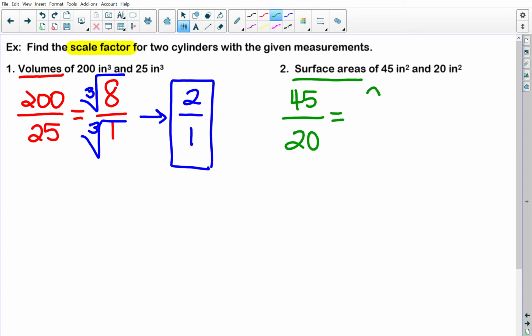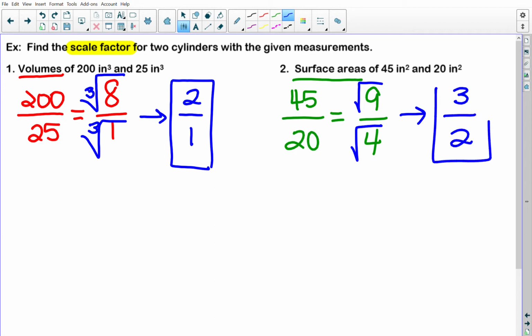45/20 reduces to 9/4. And again, I want to get that down to a first degree measurement. So because I'm going from a second degree measurement to a first degree measurement, I'm going to take the square root of both of these. And that's going to get me 3/2. Okay.